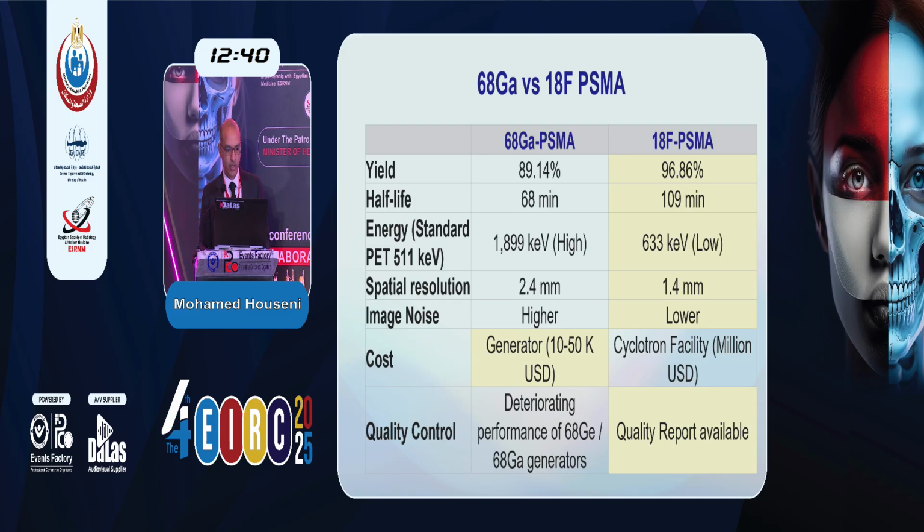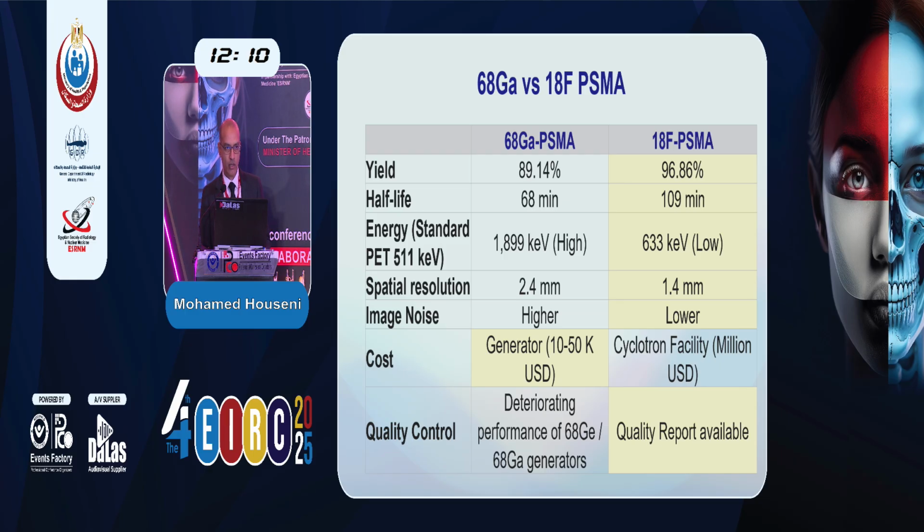With the fluorine-18, you are getting a more pure compound. The half-life for the fluorine is 109 minutes compared to 68 minutes for the gallium-68. Knowing that the PET crystal is adjusted at 511 keV and the fluorine is at 633, so it's more matching with the PET crystal. The spatial resolution for the fluorine is 1.4 millimeter. The image noise is lower for the fluorine.